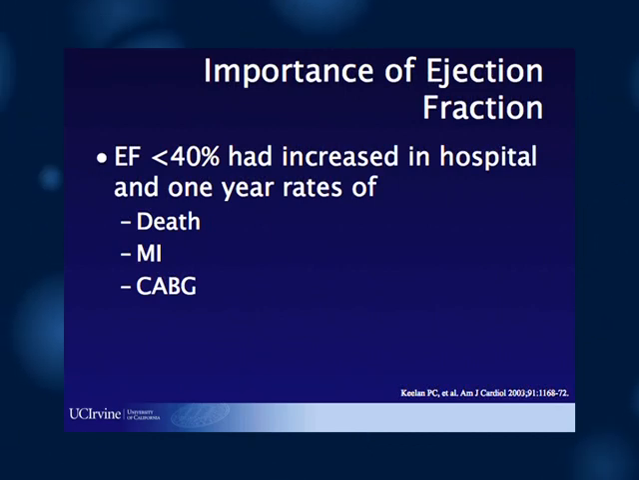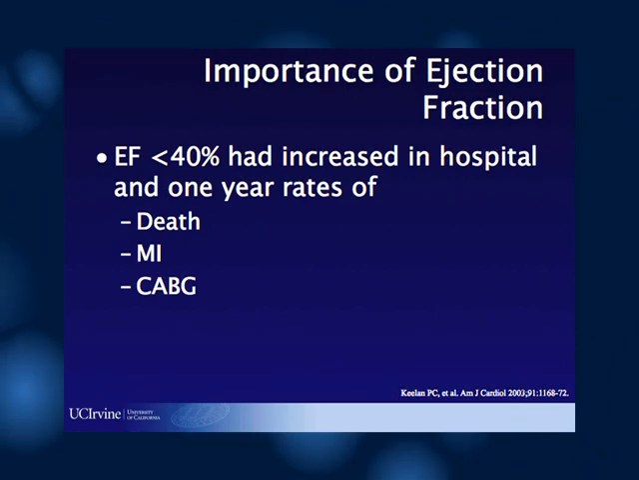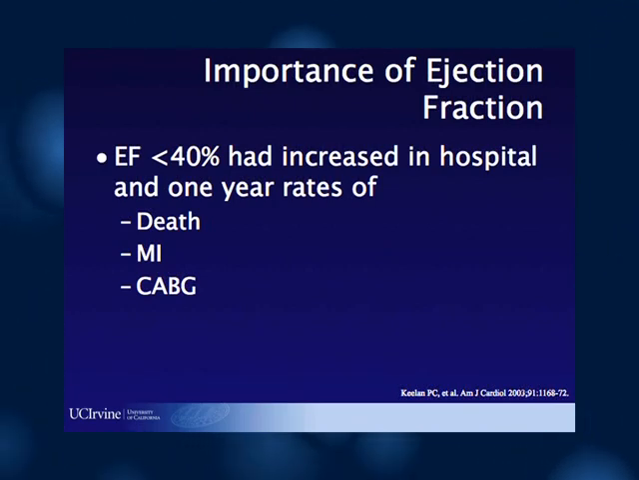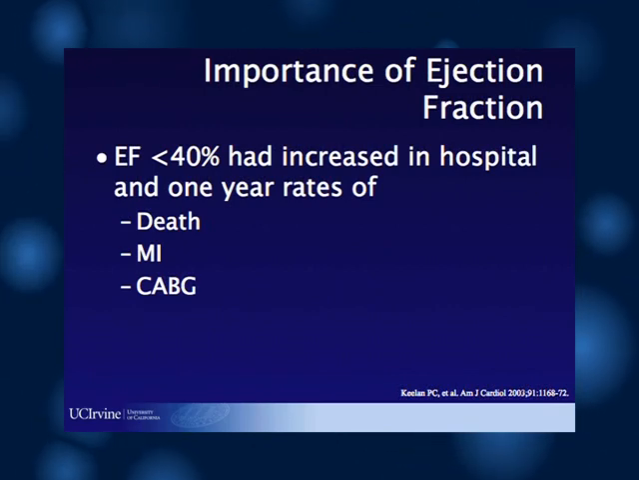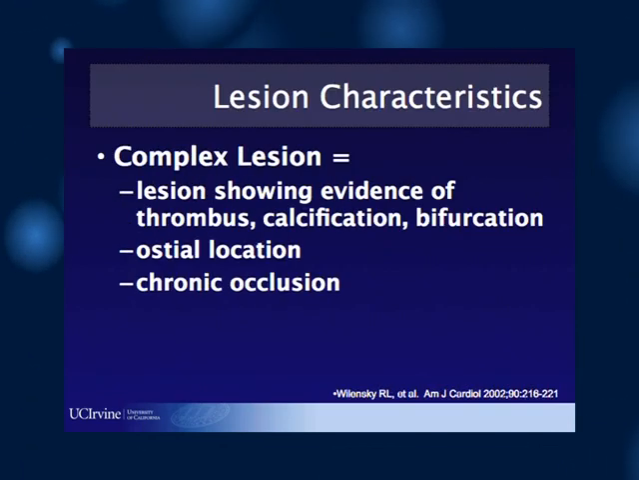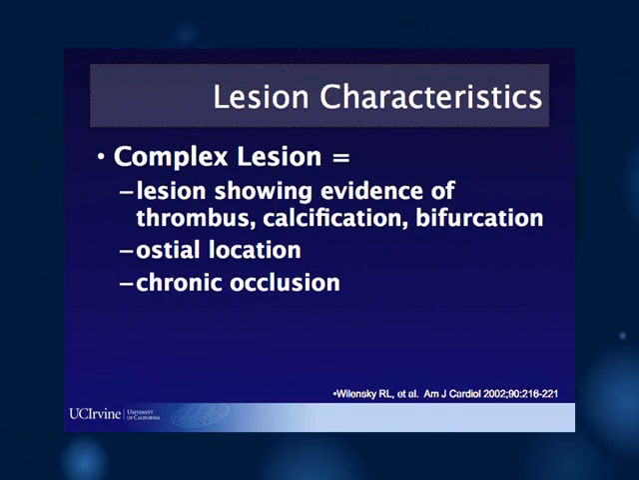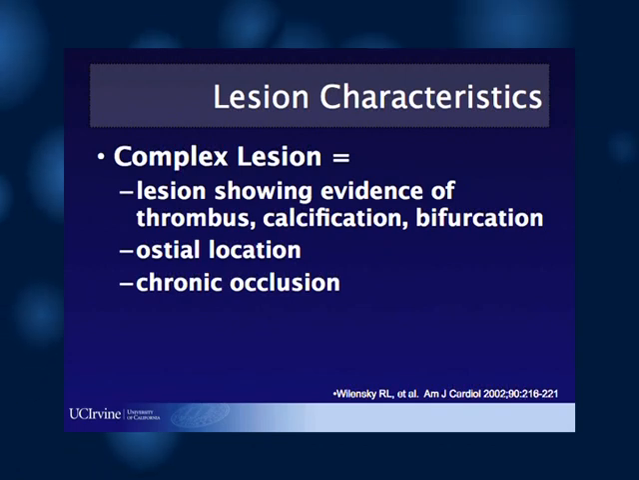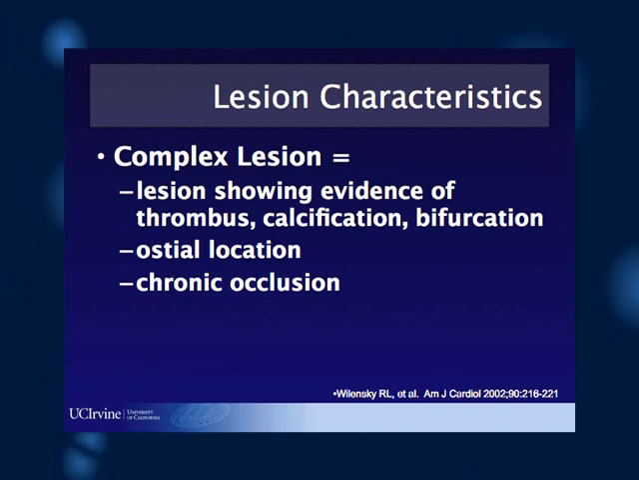In the determination of high-risk individuals, one of the most important factors is that of ejection fraction. An ejection fraction of less than 40% had an increased in-hospital rate of death, MI, and CABG, and these rates persisted at 1 year. Lesion characteristics of high-risk PCI are usually those of complex lesions. That is, these include lesions showing evidence of thrombus, calcification, or bifurcations. In addition, ostial locations and chronic total occlusions often are associated with poor outcomes.